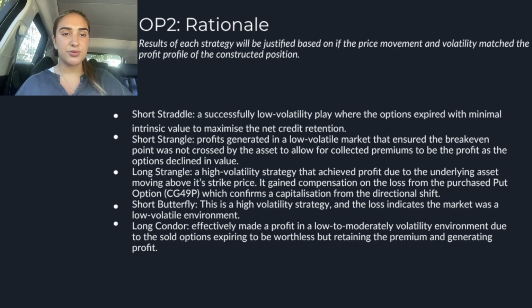To rationalize the results of each strategy, the underlying asset will be assessed on its price, movement, and volatility, matching the profit profile of the constructed position. The short straddle strategy was a low volatility play, with the objective of profiting from the combined premiums collected. The realized profit confirms a low volatility market environment and that the asset must have settled near the strike price. Therefore, the options were able to expire with minimal intrinsic value to maximize the net credit retention.